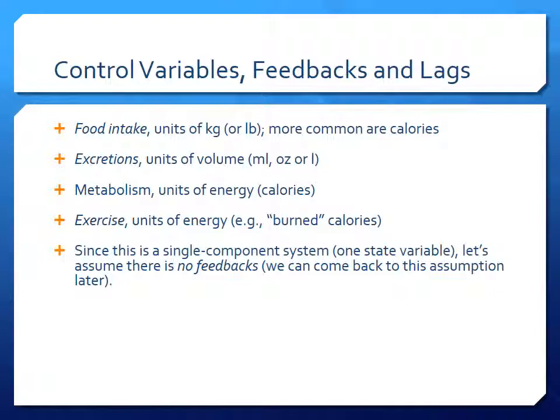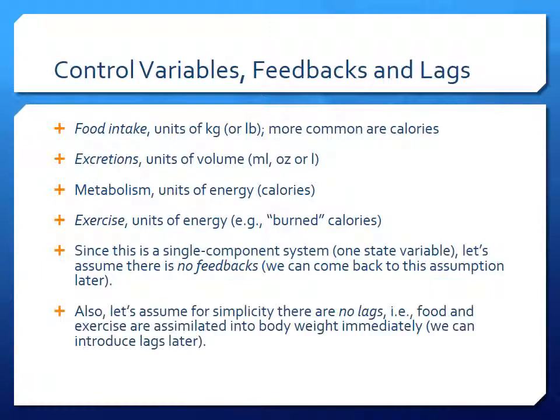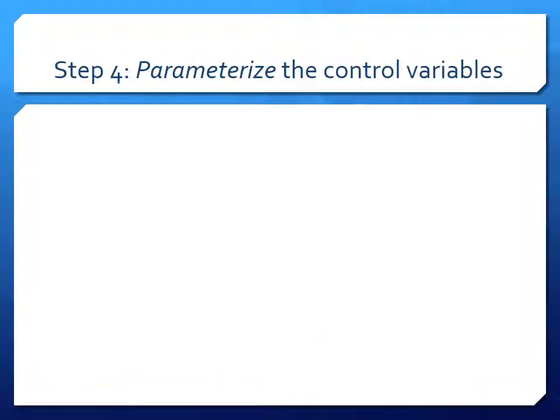Now, because this example is very simple, it's a single component system which has one state variable, body weight. We'll assume that there are really no feedbacks, because there are no interactions between components, and we can come back to this assumption later. Another simplification is that because it's a single system, we won't consider lags for the time being. In practice, this means that the food and exercise are assimilated into body weight immediately. I'm sure physiologically that's not true, but it allows us to set up a simple model and see what's going on. So, I'm sorry, I think I toggled back.